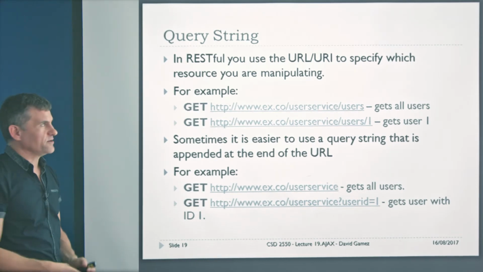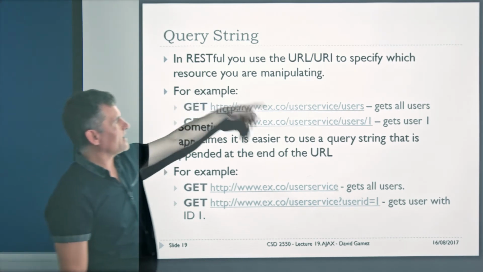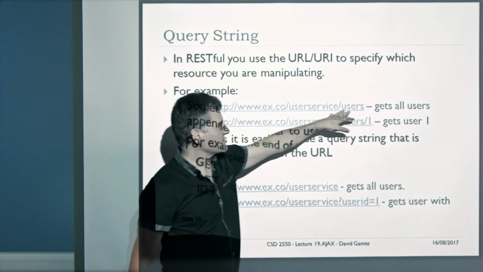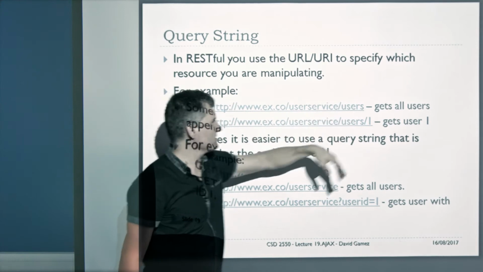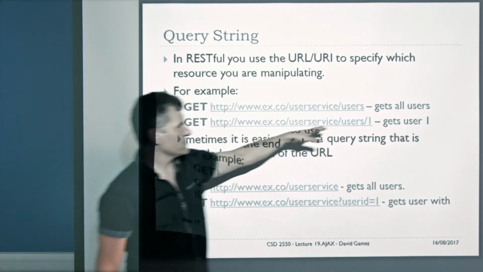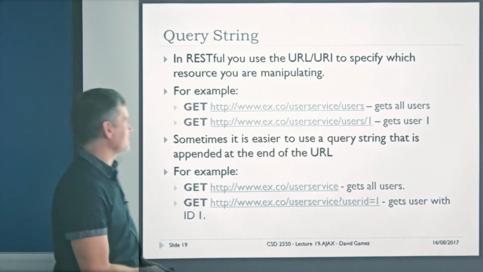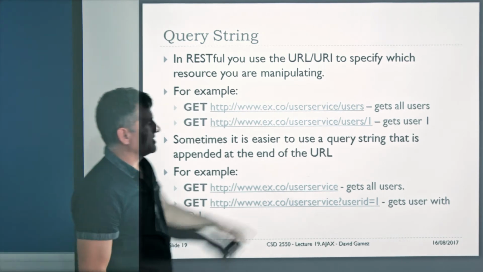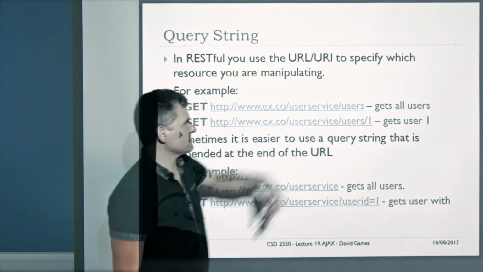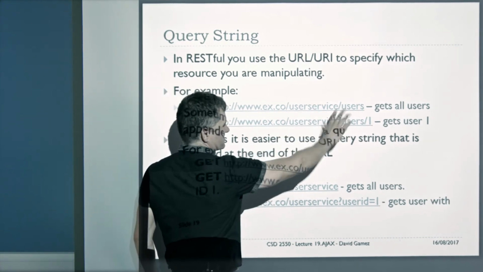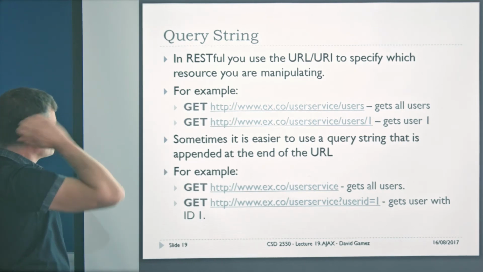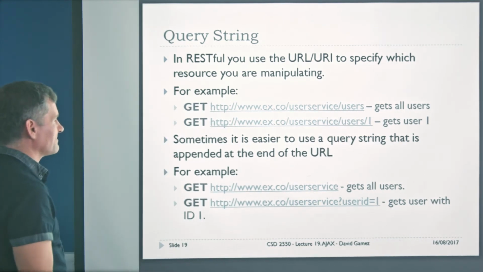So with the RESTful approach, you're typically using the URI or URL to specify which resource you're manipulating. So if I say GET to blah, blah, blah, /users, I'm getting all users. If I get user/1, I'm getting user 1. That's the idea here, and that's all fine. And you can use Apache. You can configure Apache so that it'll map these onto appropriate scripts. You can do some clever stuff with Apache. But often it's actually not that convenient to do things that way.